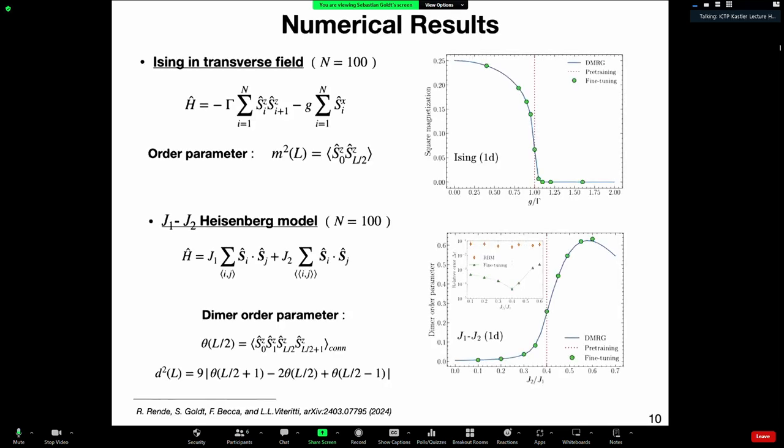So we test this approach increasing the complexity of the physical model. First we start with the Ising model in a transverse field. We pre-train the network at the phase transition, and then we fine-tune at all the other points of the phase diagram. Then we consider a more complicated model, the J1, J2 on a chain. Again, we pre-train at a single point, and then we fine-tune at all the other points of the phase diagram. Then we also test another more complicated model that I'm not showing here.